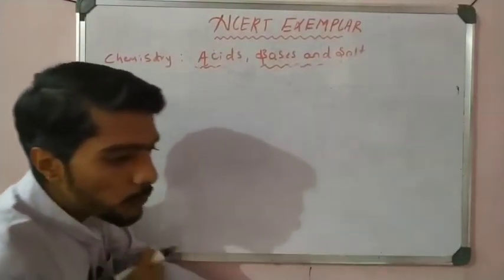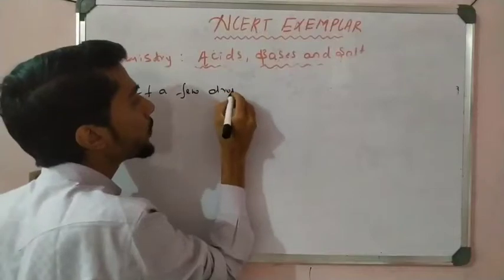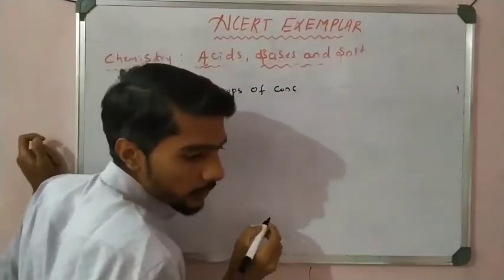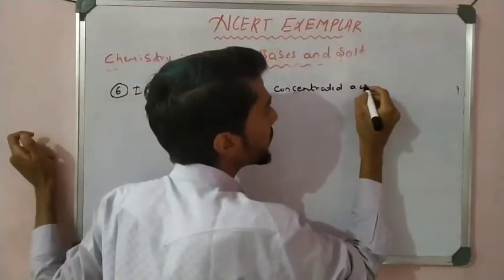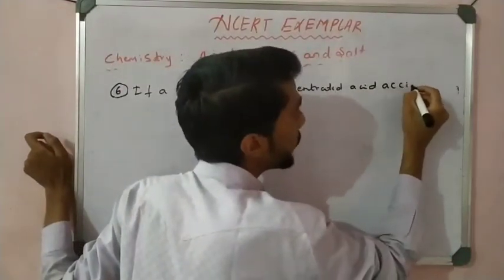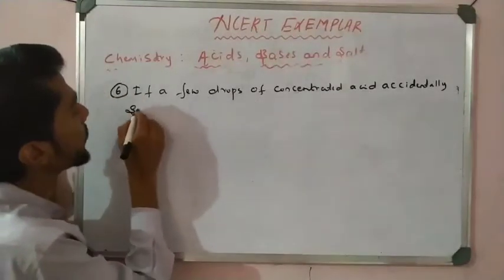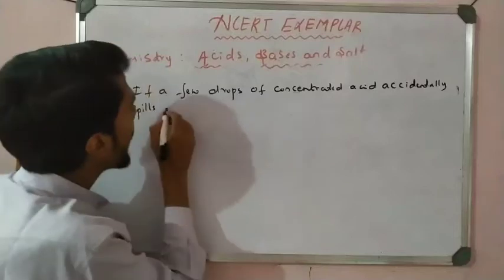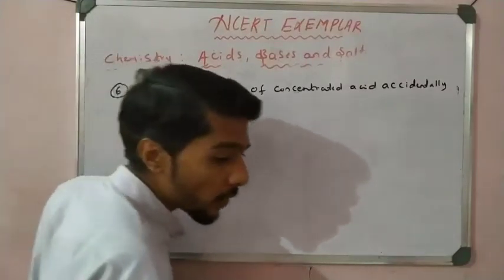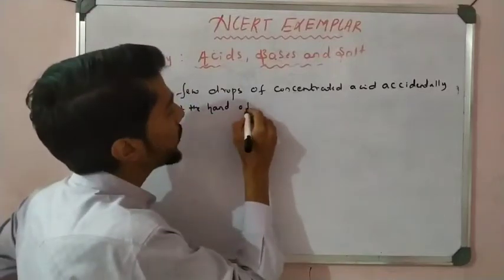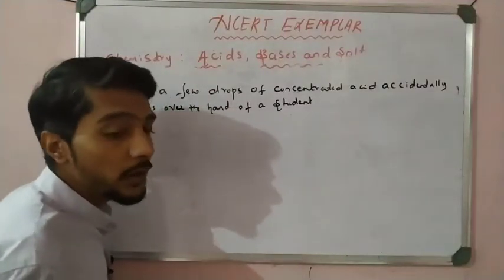Question number 6: if a few drops of concentrated acid, maybe HCl, maybe H2SO4, anything, accidentally spill over the hand of a student while carefully doing the experiment in the laboratory, such experiments must be done under the guidance of teachers. If concentrated acid falls on the hand of a student, it is very dangerous, it will burn the skin.